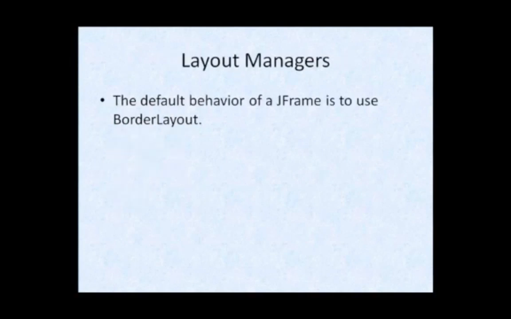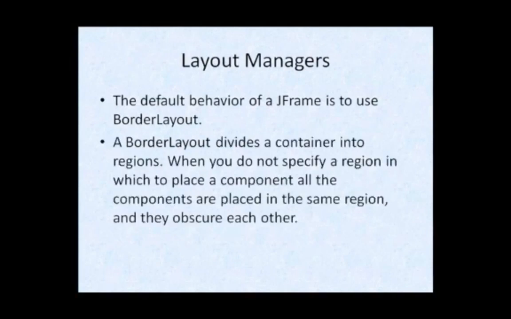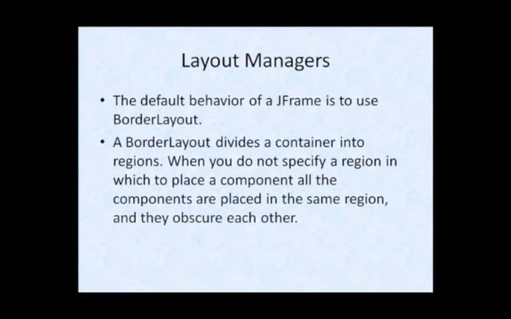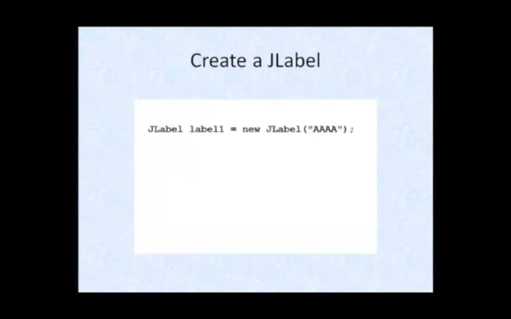The default behavior with a JFrame is to use border layout. A border layout divides a container into regions with names like north, south, east, and west. When you don't specify a region when you add a component to a JFrame, all the components are placed in the same region and they obscure each other. Let's look at an example.